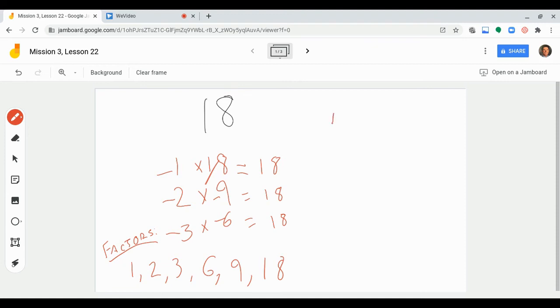Now, I also want to know, we need to be able to say, is 18 prime or is 18 composite?